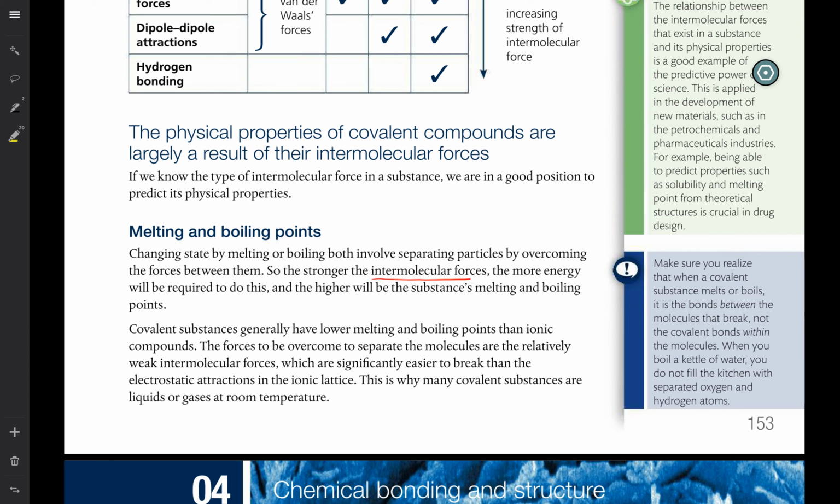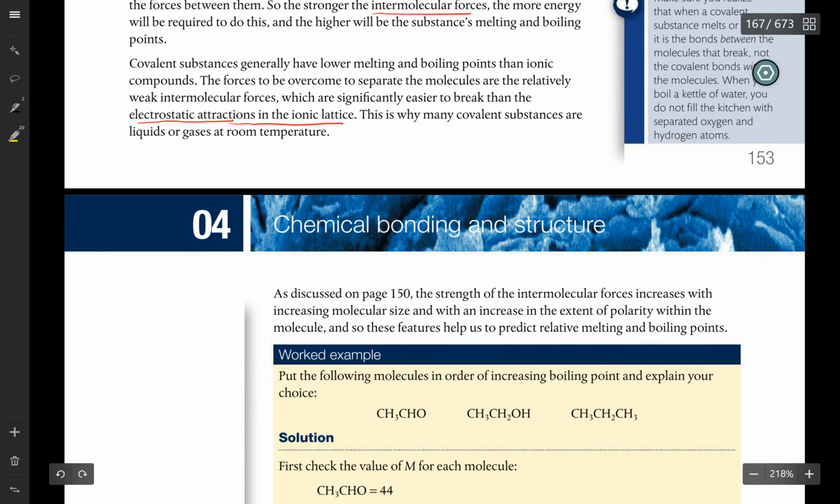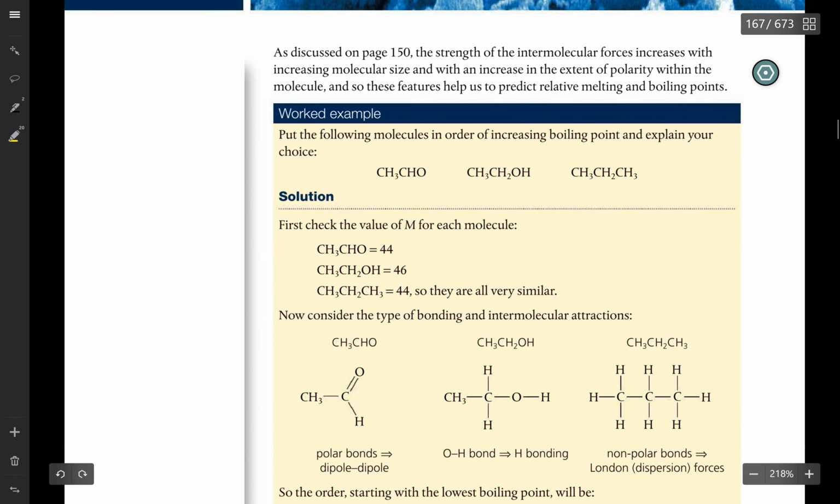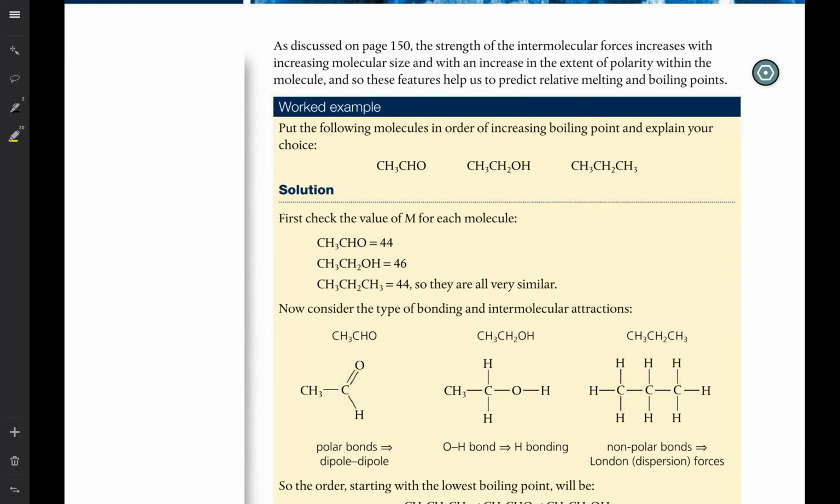This is in contrast with ionic compounds. In ionic compounds, we have the ionic bond, which is a strong electrostatic attraction in the lattice structure. So it's not easy to separate the cation and anion from each other, and ionic compounds have higher melting and boiling points compared to molecular compounds. Let's move on to the next page and do this worked example to make the melting point and boiling point clearer.